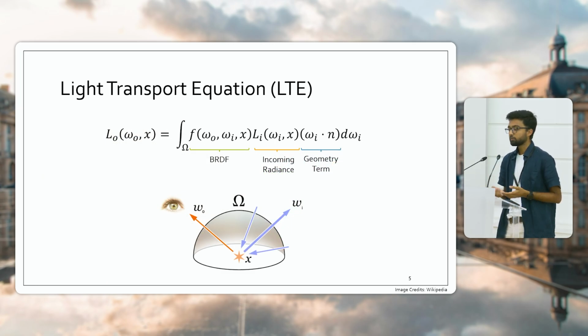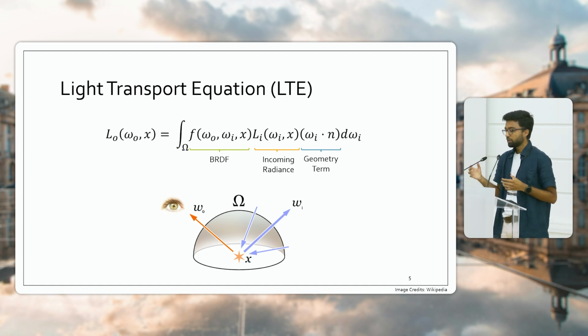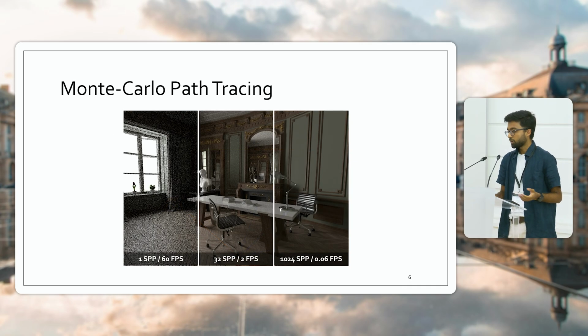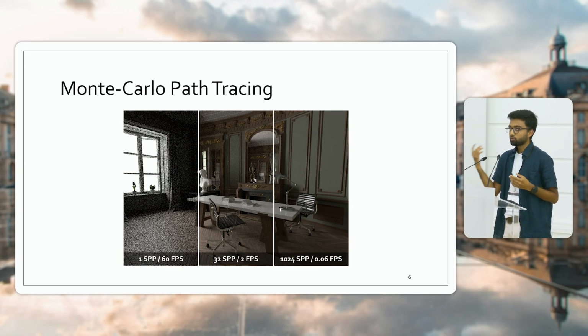To render an image, we usually need to solve the light transport equation. What the light transport equation does is, at every shading point, it takes the incoming radiance, modulates it with the BRDF, which is the appearance, and gives you the outgoing radiance. Usually you do not have a closed form solution for this, so you need to perform numerical simulation, such as Monte Carlo path tracing. At real-time frame rates, you can't take a lot of samples, and that gives you a lot of noise, which is hard for denoisers to deal with.